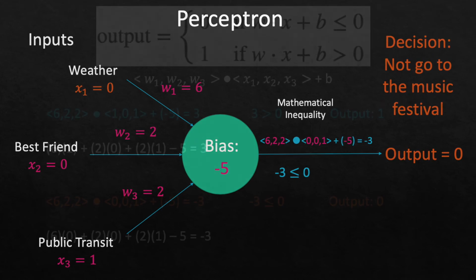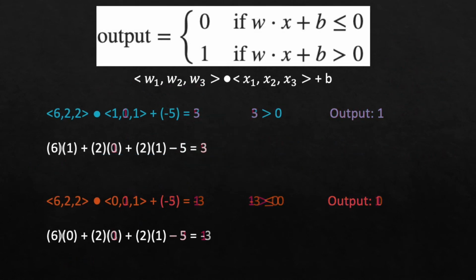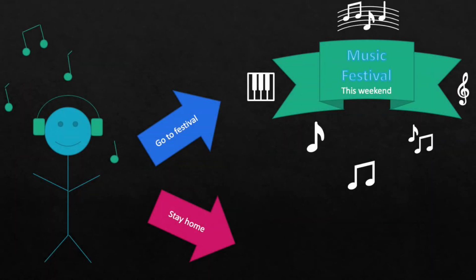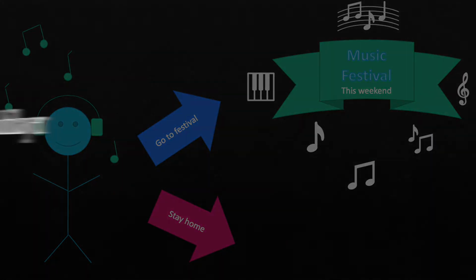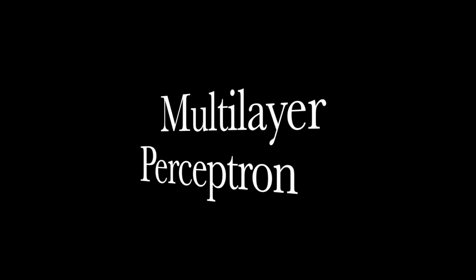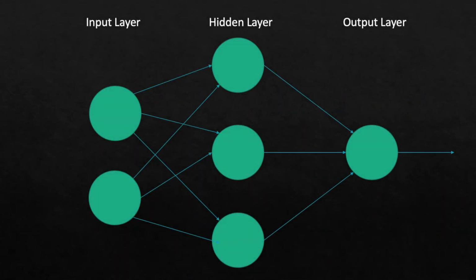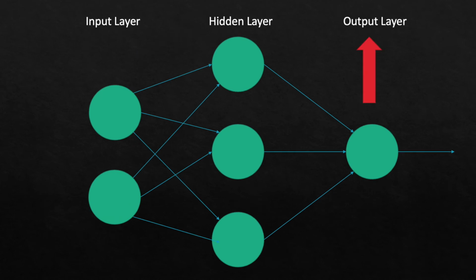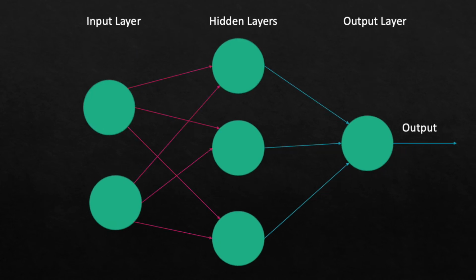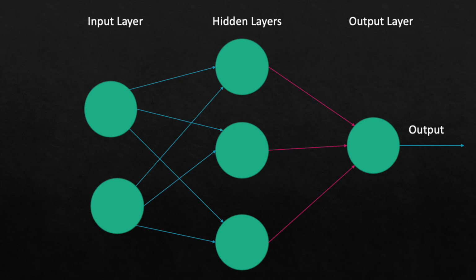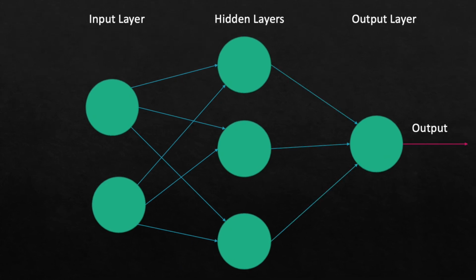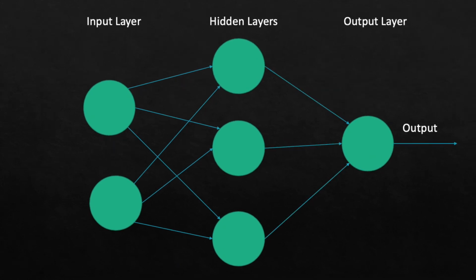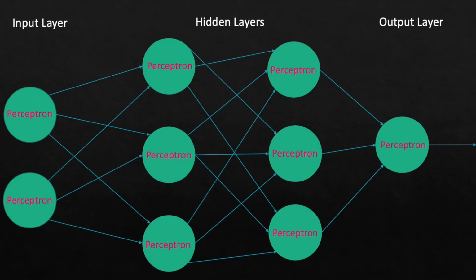We could change the model of decision making by changing the weights and bias to account for the importance of different factors and our willingness to go. This example was a simple decision, but by combining perceptrons, we can create a multilayer perceptron to solve complex problems. These are composed of the input layer, hidden layers, and the output layer. Each layer sends its output to the next layer until the final output layer where a decision is reached. This example only has a few perceptrons and layers, but multilayer perceptrons could contain many more perceptrons and layers.